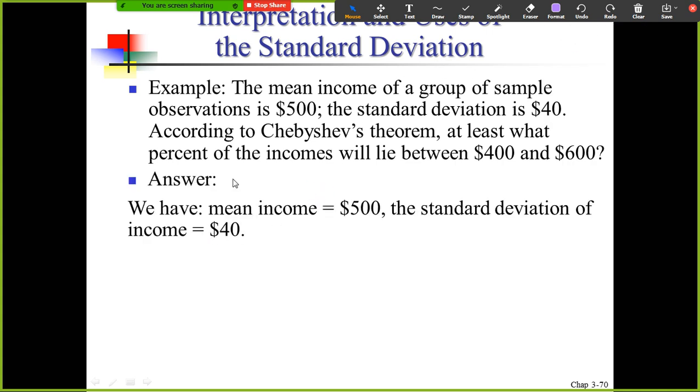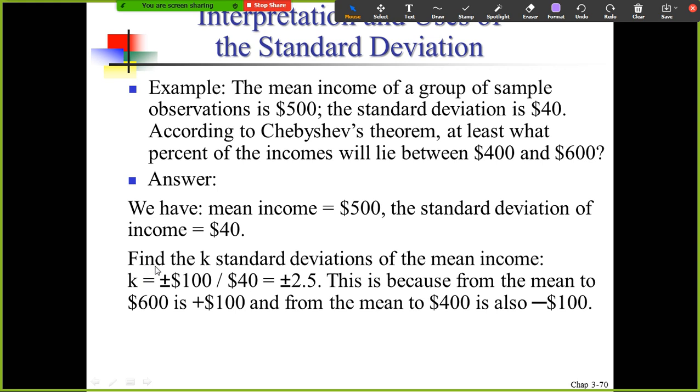Answer. Based on the information given, we can see that mean is 500, standard deviation 40. Finding K: K is the number of standard deviations from the mean. We don't have K here. In the example on page 86, you have K, but in this case we don't have K. Even though we don't have K, we need to find K. Okay, how to find K?